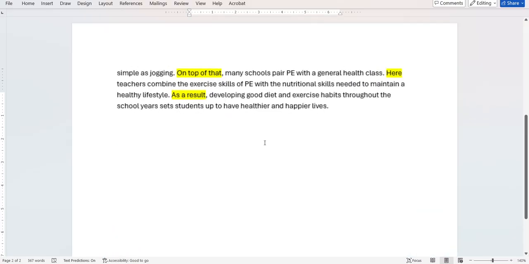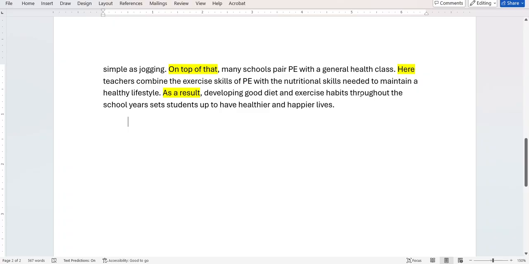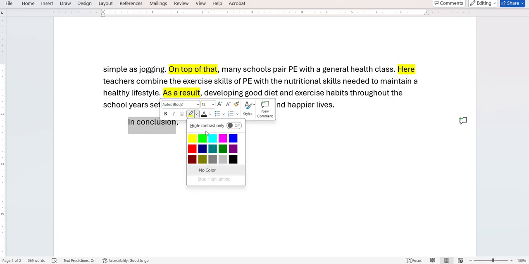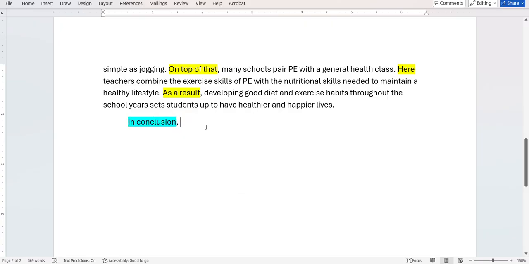And so as a result, developing good diet and exercise habits throughout the school year sets students up for healthier and happier lives. In conclusion, because you still need that transition here to signal, hey, I'm connecting my ideas here. And at this point, you're connecting all of it. In conclusion, I often find that it works to kind of throw back to what your introduction was.